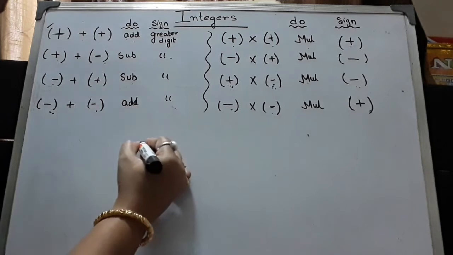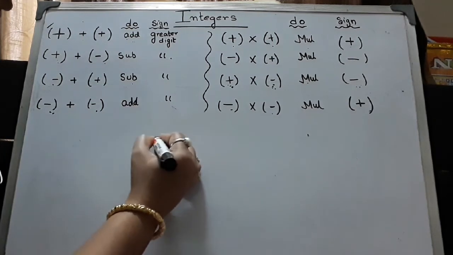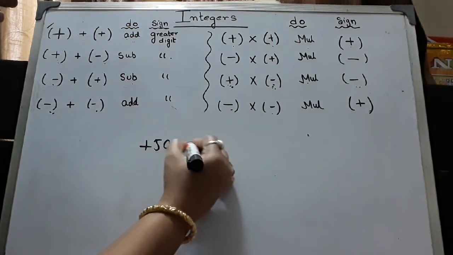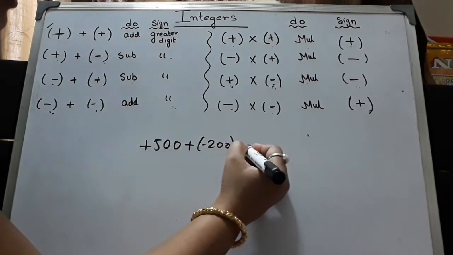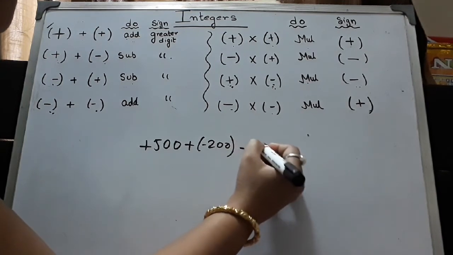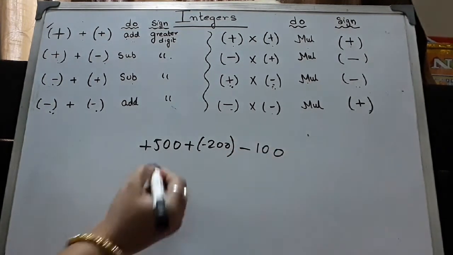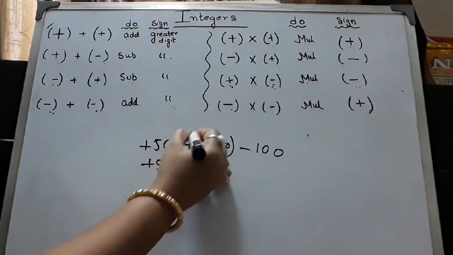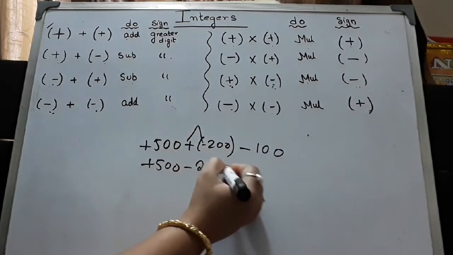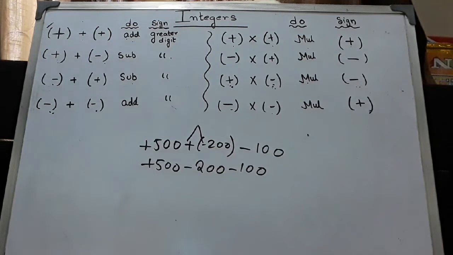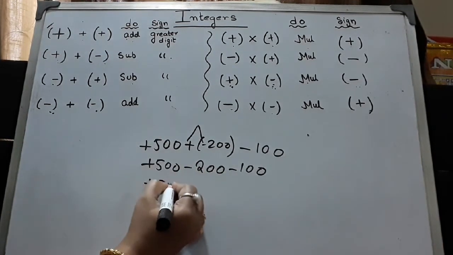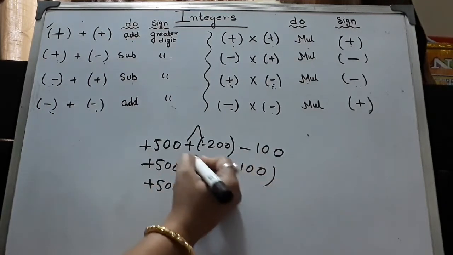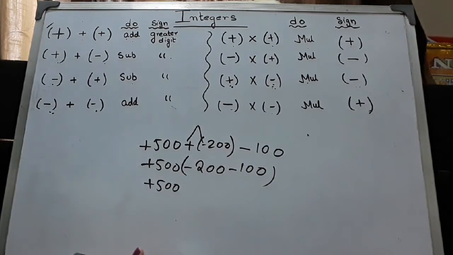So let us solve one more sum. 500, minus 200, then minus 100. So nothing to solve here. Plus 500 plus into minus, minus 200 minus 100. Now the minus sign is this side. What I told you before, arrange it. So this portion you solve. No need of putting any bracket, okay. This one I am doing just to show you all.